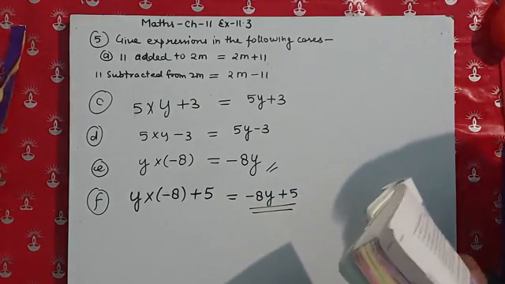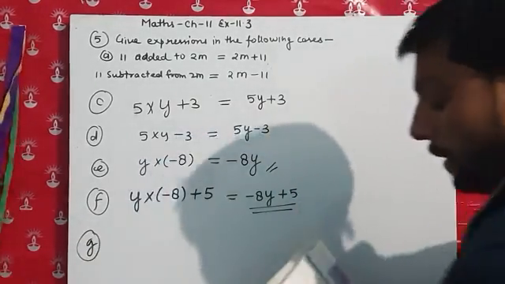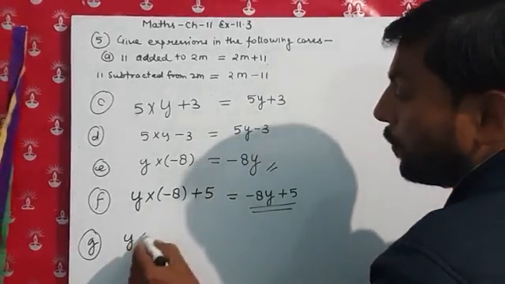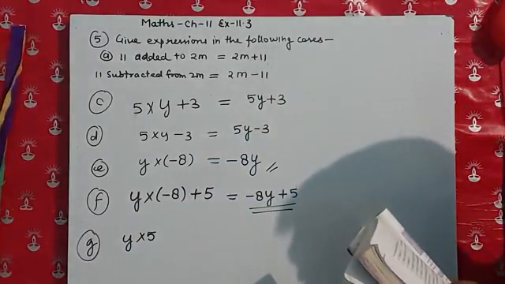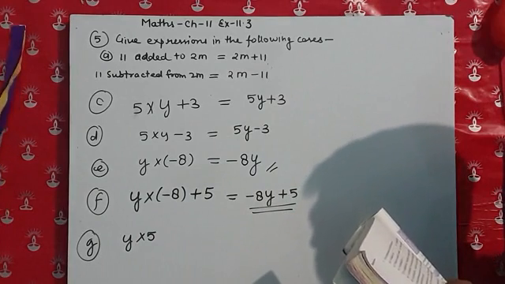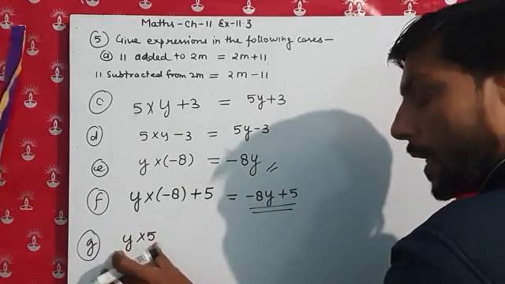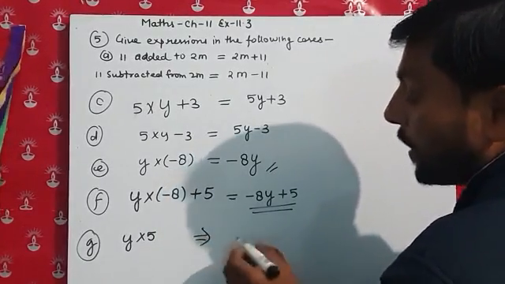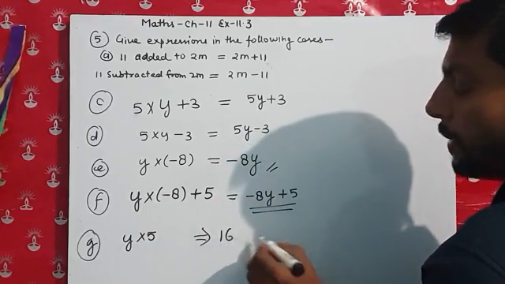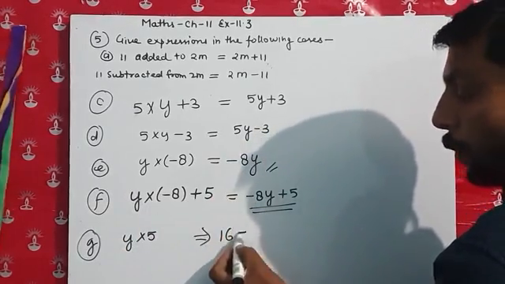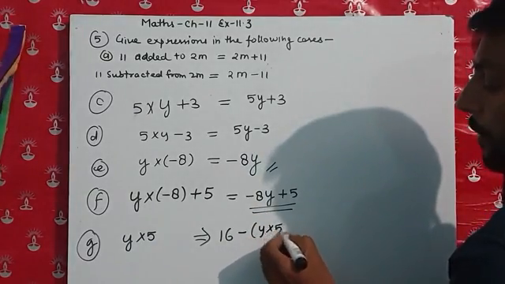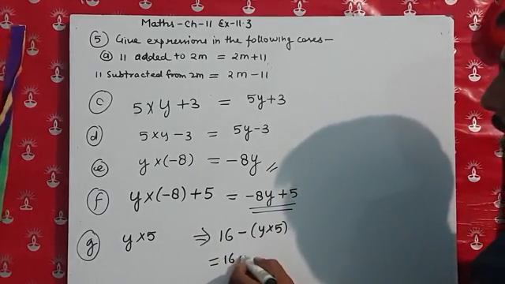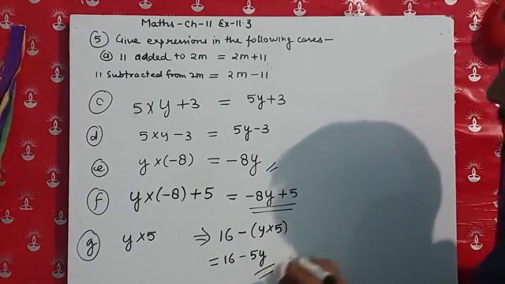Now going to the G part. In the G part, the question is saying y is multiplied by 5. So we have to multiply y with 5. And now the question is saying the result is subtracted from 16. Whatever result we are getting, that is subtracted from 16. So here the expression will be a little bit different. From 16 minus this result. That means y into 5. So the expression will be 16 minus y into 5. That means 16 minus 5y. This will be the answer.